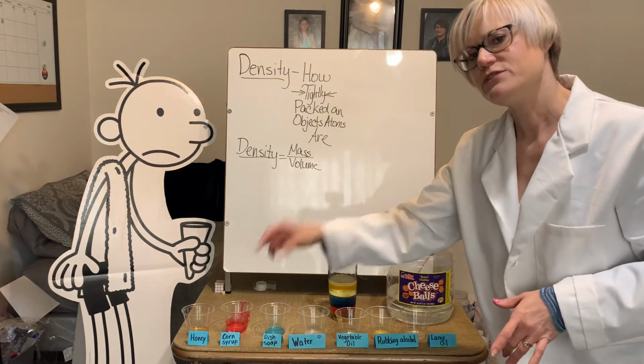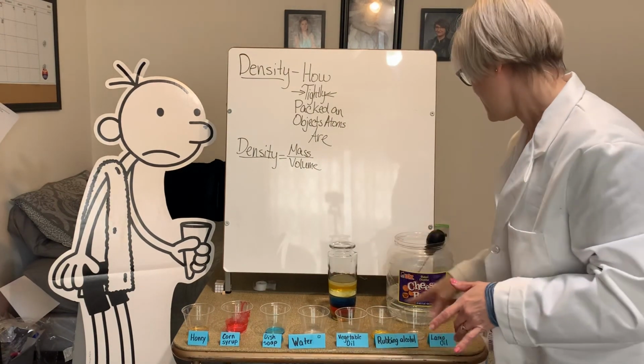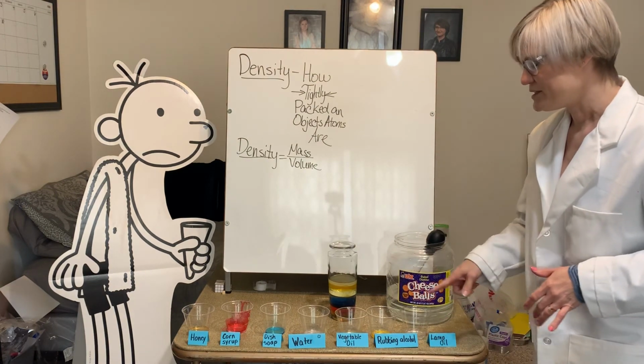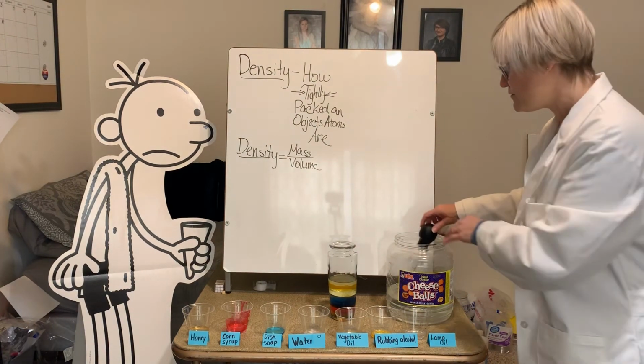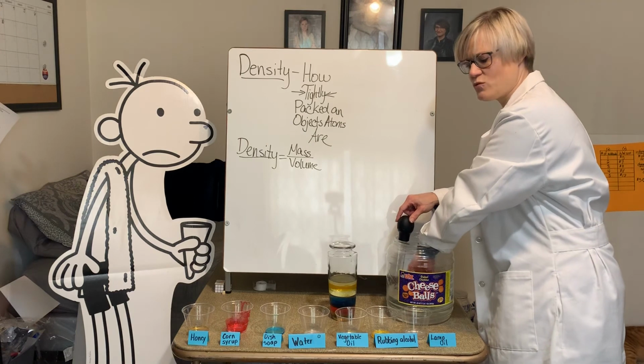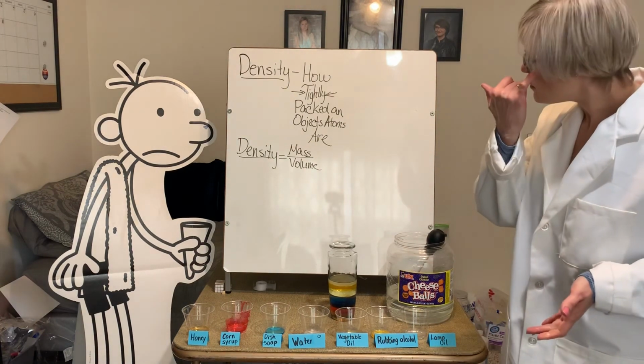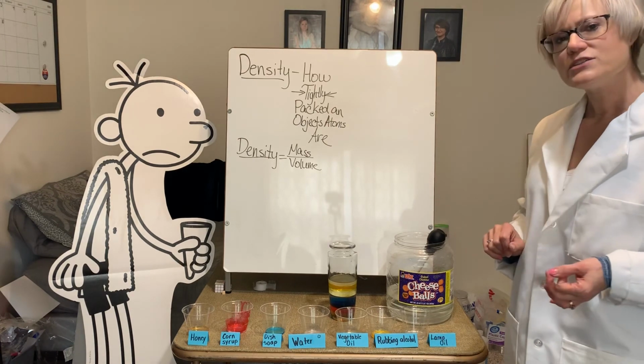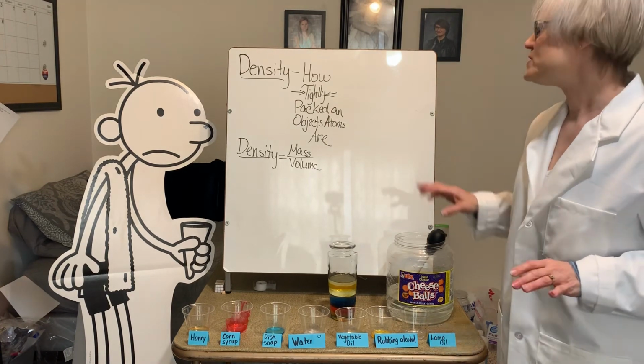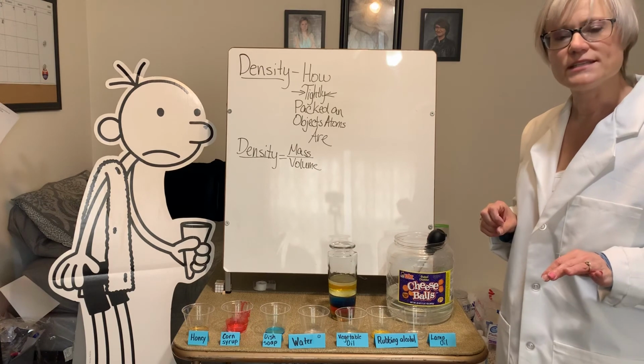So the honey was the most dense, and it stayed at the bottom, and the lamp oil was the least dense. Now, it's kind of interesting to me because the water, to me, would be least dense, but that wasn't true. So I hope you enjoyed this lab today and just playing around with density.